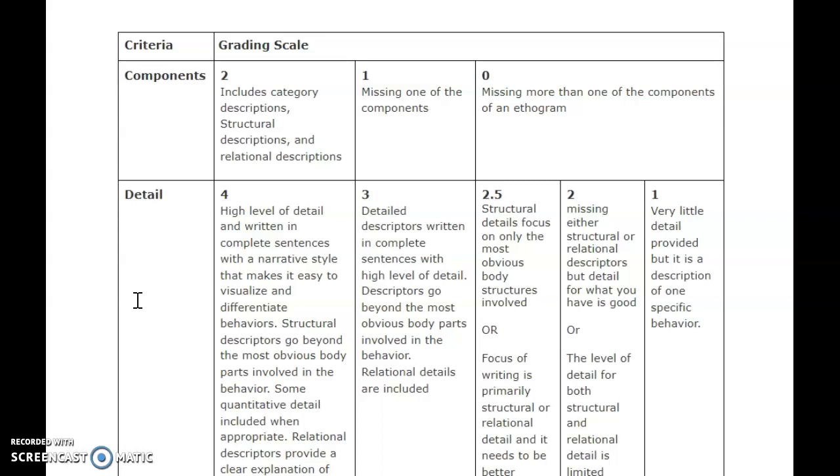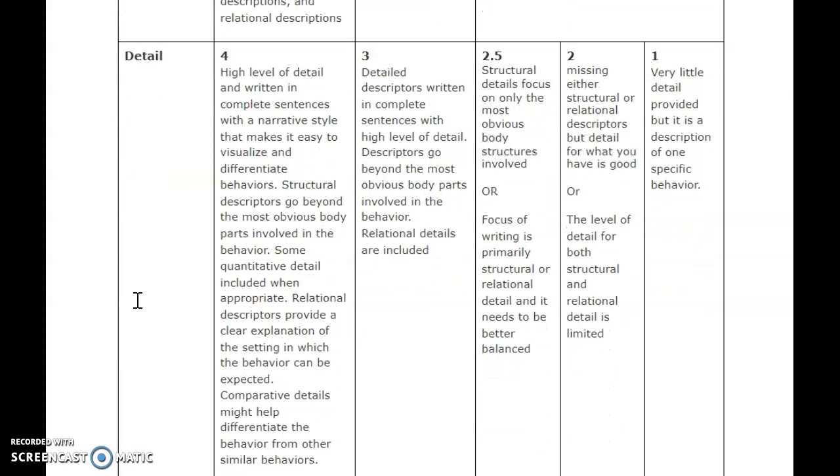So the components, what we'll be looking for is to see that you have all three components, so that you have category descriptions, structural descriptions, and relational descriptions. And if you have all three, you'll earn a 2 on that section. For the detail, this is the part of the ethogram where we're looking at what you write, your structural and relational descriptions, to see just how detailed they are.